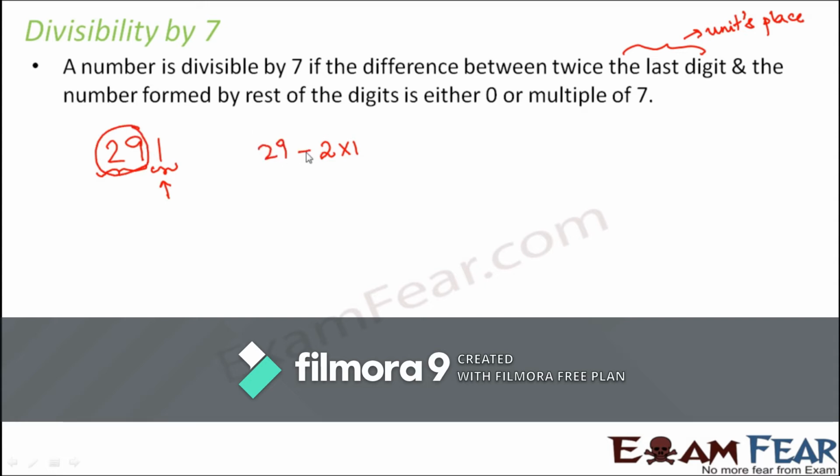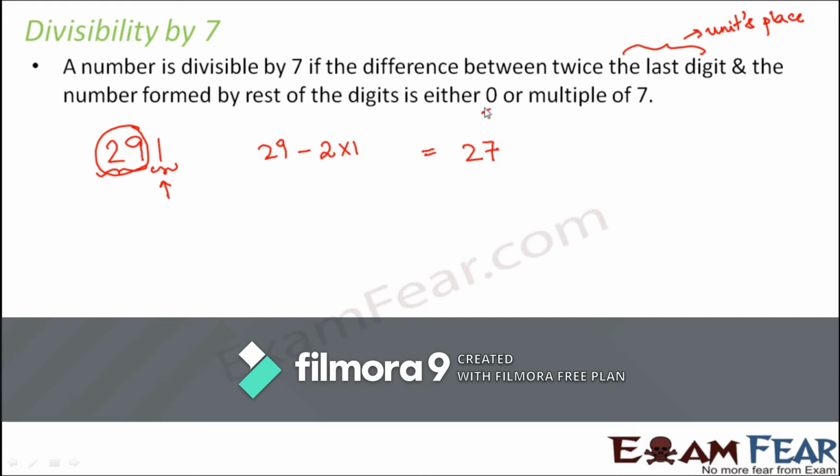So you have to find the difference between these two. So 29 minus 2 into 1. So twice the last digit and the remaining number. These two numbers' difference needs to be found out. So what is the difference in this case? It is 27.